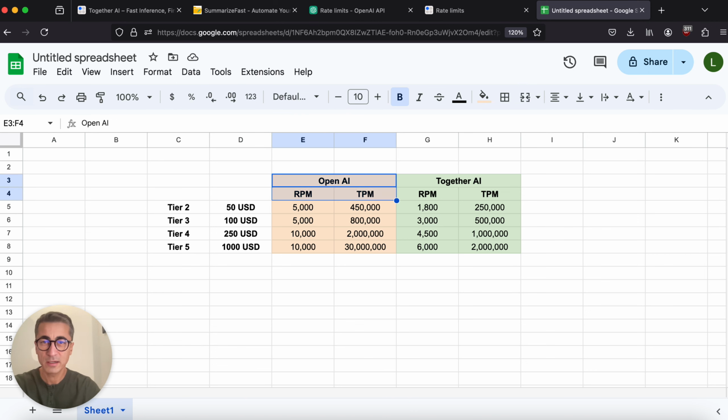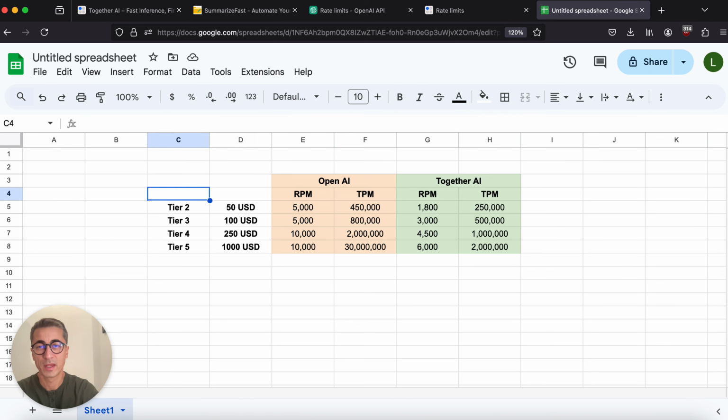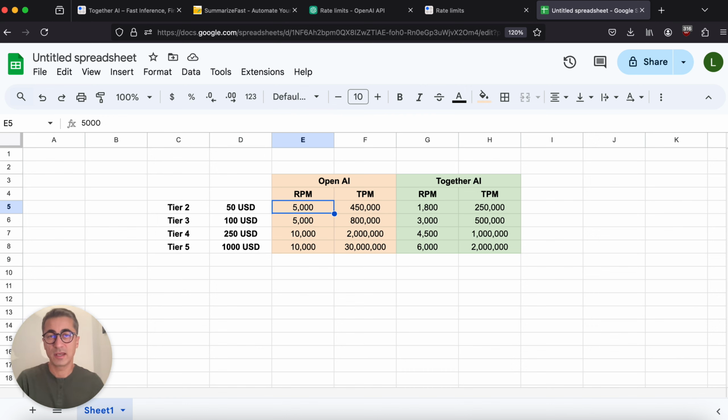As you can see here, these are the OpenAI specific numbers and rate limitations. And here we see the rate limitations specific to TogetherAI. If I end up spending $50, as mentioned, I'm going to be a tier 2 customer. And my request per minute limitation is going to be 5,000 in the case of OpenAI. And the same limitation is going to be 1,800 in the case of TogetherAI. Even if I spent an equal amount of money in both systems, my rate limitation in the case of OpenAI is going to be 5,000, and in the case of TogetherAI, it's going to be only 1,800.